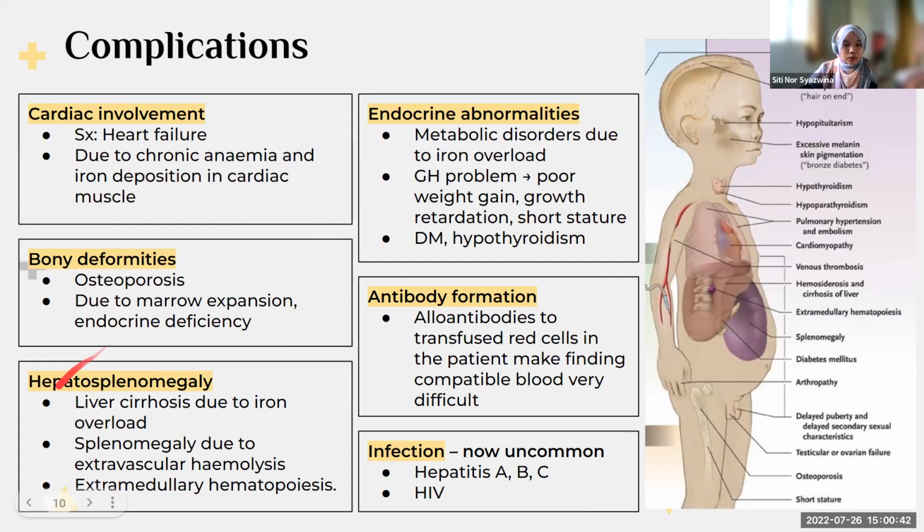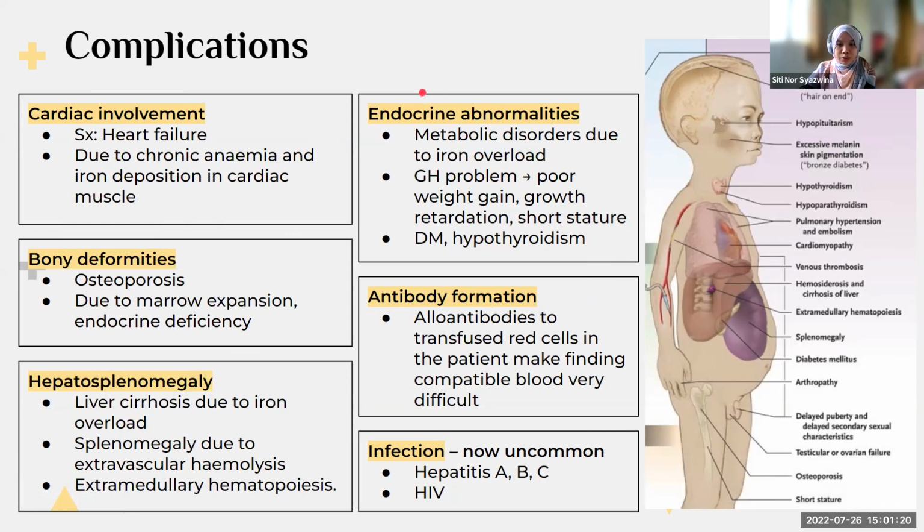And next is hepatosplenomegaly. So this we often encounter in patients in daycare and ward, right? But others might not develop yet in young patients. So in hepatosplenomegaly, hepatomegaly is due to liver cirrhosis because of the iron overload, splenomegaly is due to extravascular hemolysis, and it can also result from extramedullary hematopoiesis.